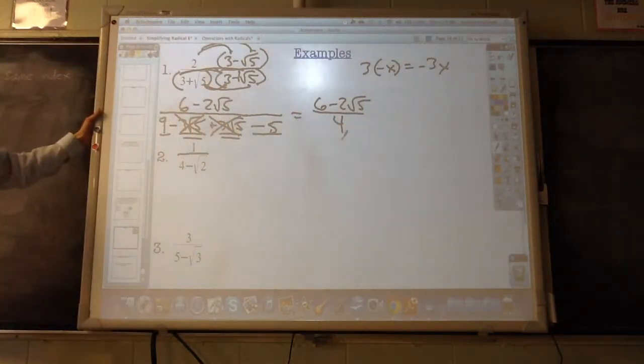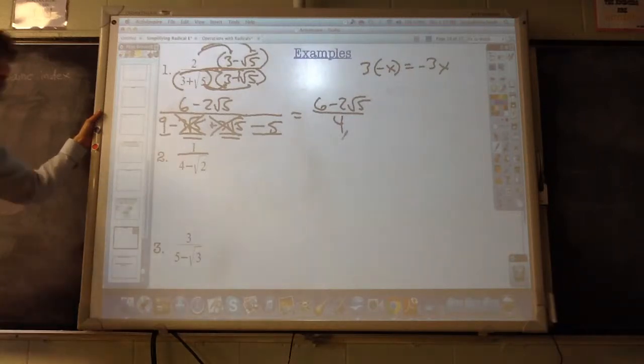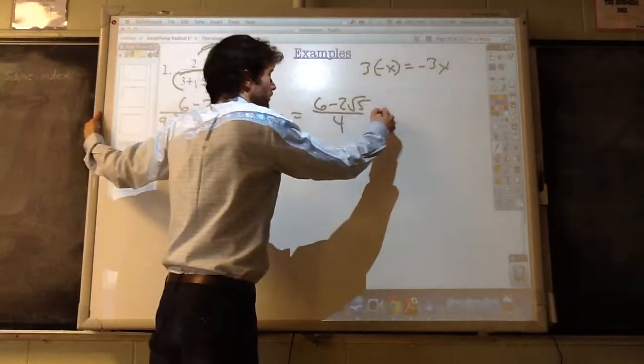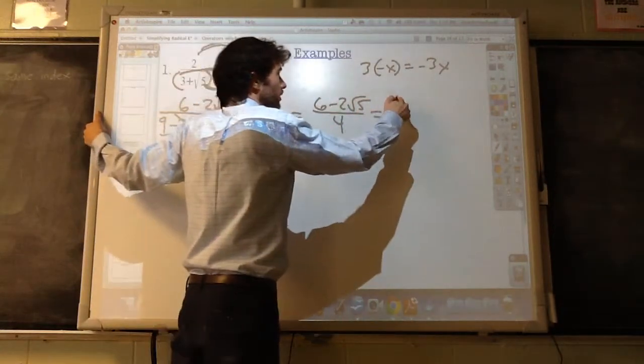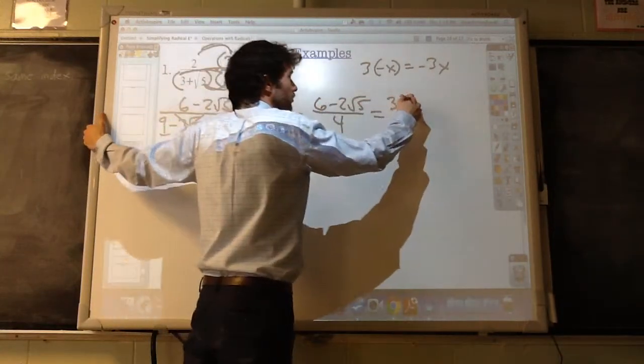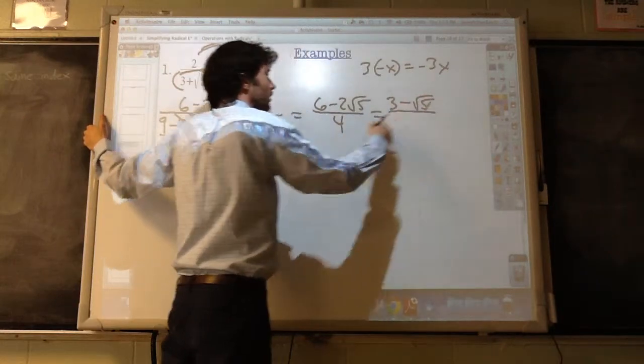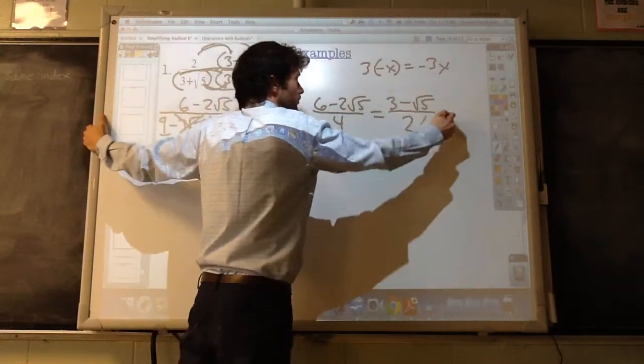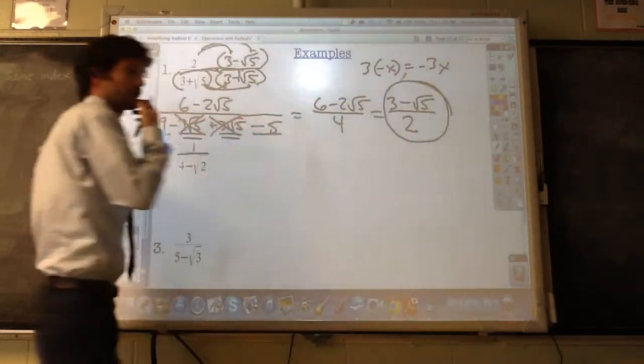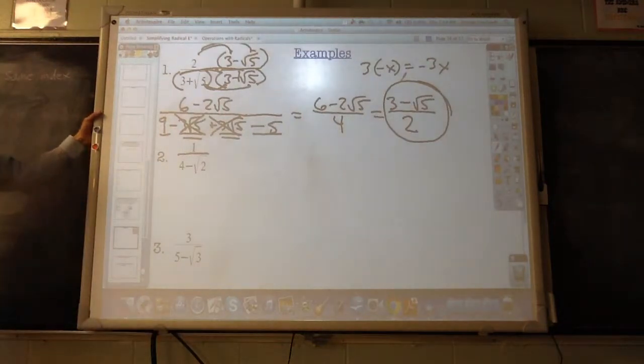This is the one last thing you have to check for. Look at all of the numbers that are outside of the radical sign. Aren't they all divisible by something? 2. So I should divide them all by 2. 6 divided by 2 is 3. Negative 2 divided by 2 is negative 1. And 4 divided by 2 is 2. That's the final answer.